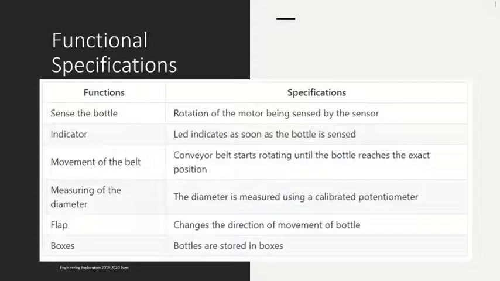Fourth one is measuring the diameter. The diameter is measured using a calibrated potentiometer. Fifth one is the flap. It changes the direction of the movement of the bottle. Sixth one are boxes. Bottles are stored in these boxes.